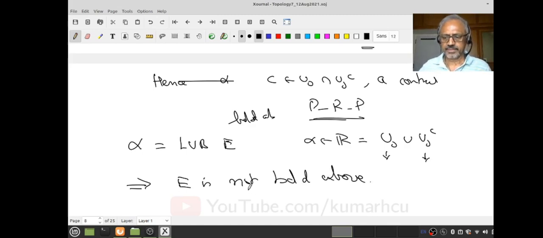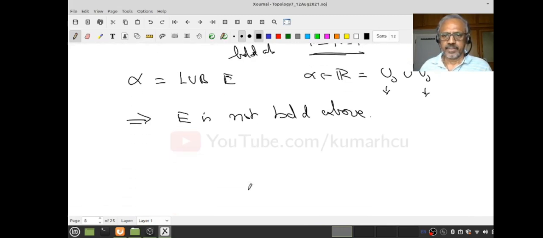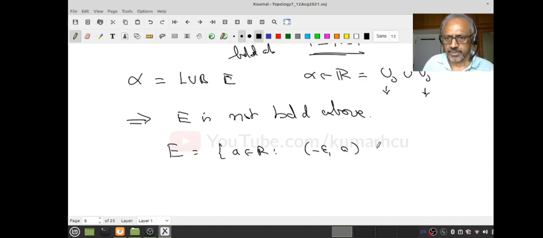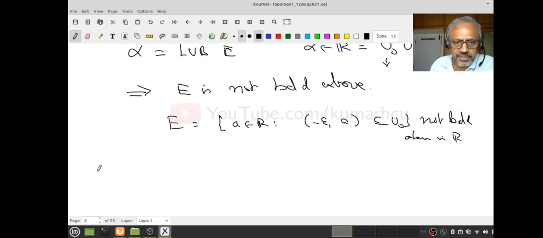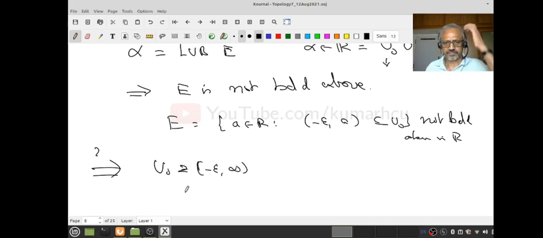Do you accept it? What was E? E was the set of what did I say? A in R so that minus epsilon to A is contained in u naught. This E is not bounded above in R. And from this, I am going to say this implies my u naught contains minus epsilon to infinity. I am going to prove that.